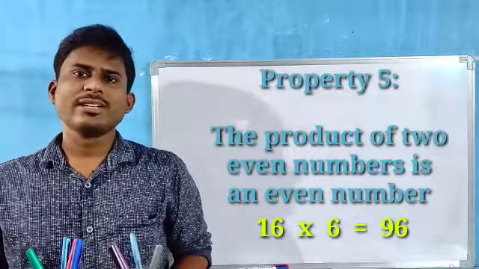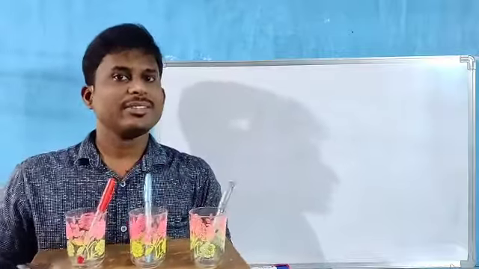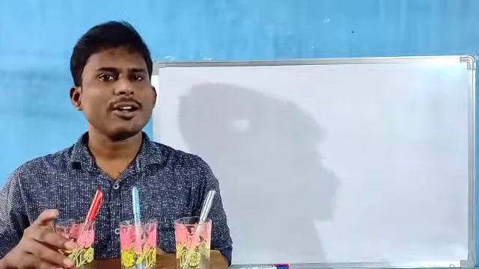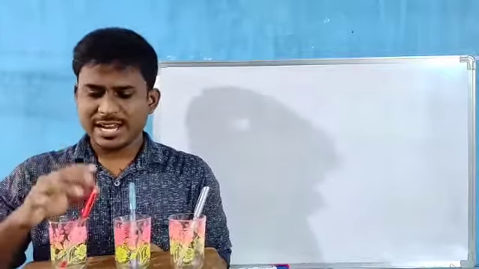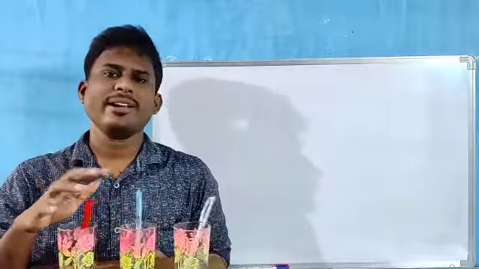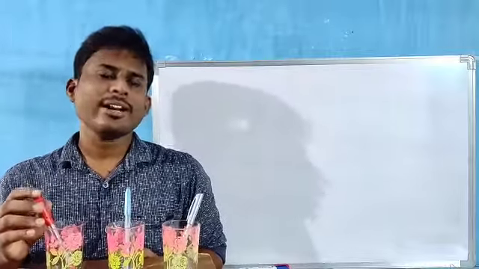Okay, children. Now, let us go for another activity. Here I have how many glasses, children? 3 glasses. 1, 2, 3. So, 3 is which number, children? 3 is an odd number. Now, see, in each glass I placed some pens. How many pens, children? 1 pen. So, 1 is which number, children? 1 is also an odd number.